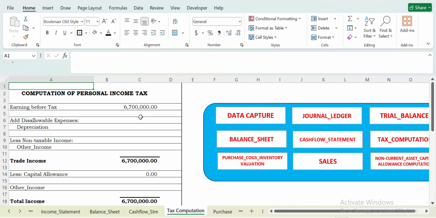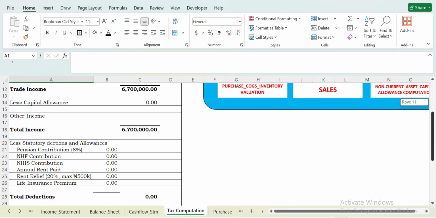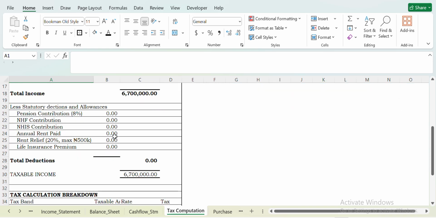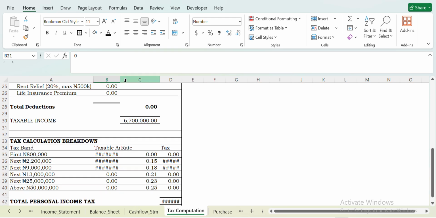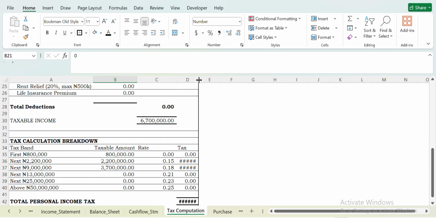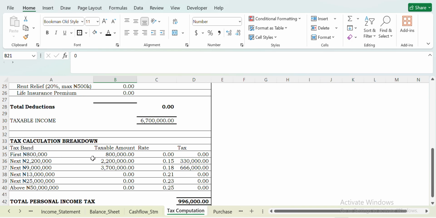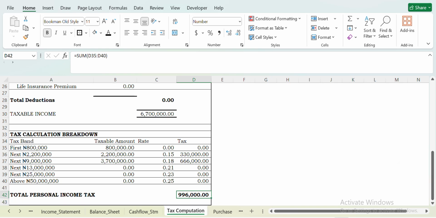Then this is the tax computation that it automatically computes so far. We have the earnings before tax and the statutory deductions and reliefs. We didn't input anything here, so we are just assuming it's zero. So this is the taxable income, which is the earnings before tax. And then this is the computation based on the Nigerian Tax Act. For the first 800,000 tax band, it is zero. For the 2.2 million tax band, the tax due is 330,000. And like that, the tax that is due on the business is 996,000.